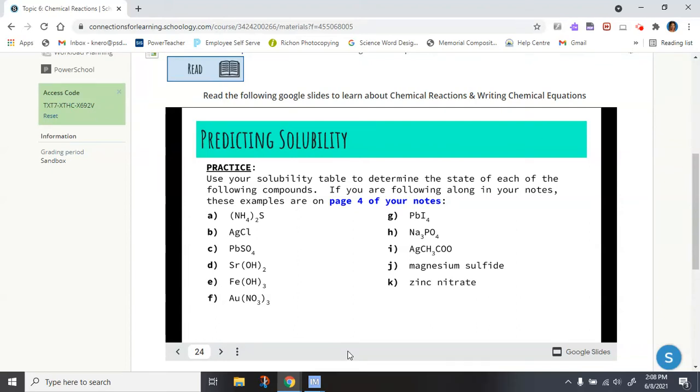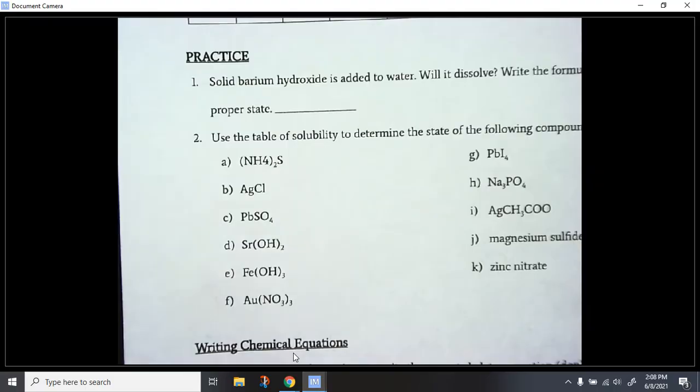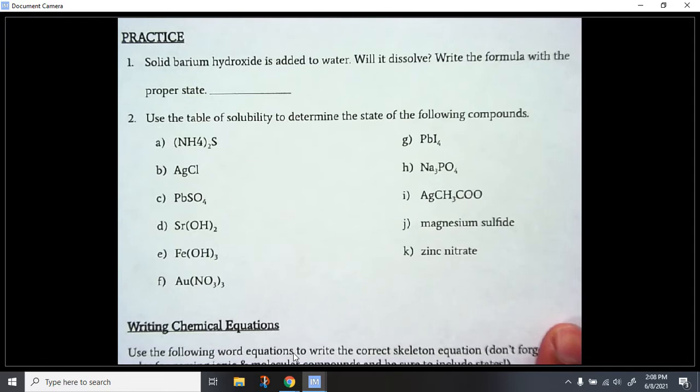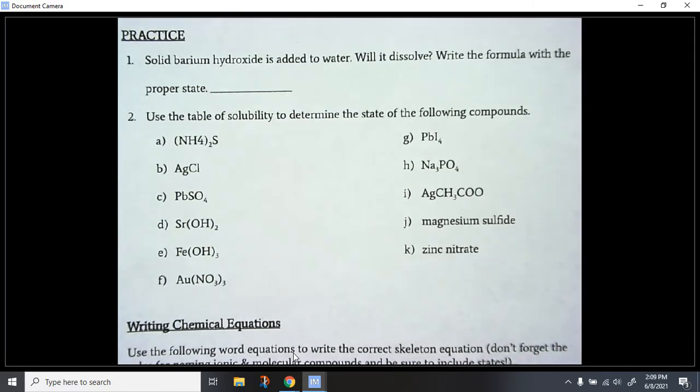So if you're watching this, you were probably struggling a bit with these questions. So let's see how you did. Okay, so first of all, solid barium hydroxide is added to water. Will it dissolve? Write the formula with the proper state.